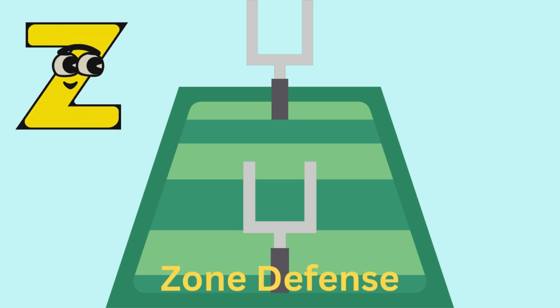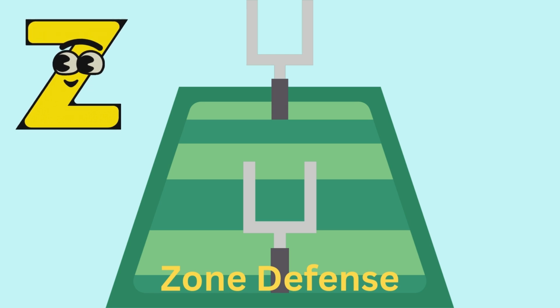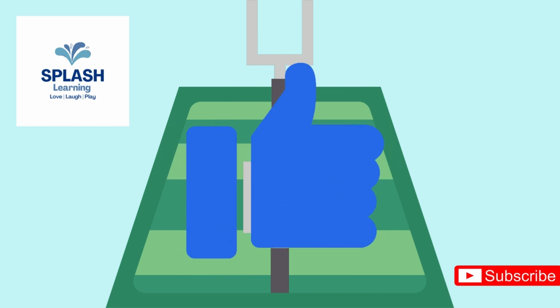Z is for zone defense. Players cover an area or a zone to stop the other team. Great job! You've learned the ABCs of football.